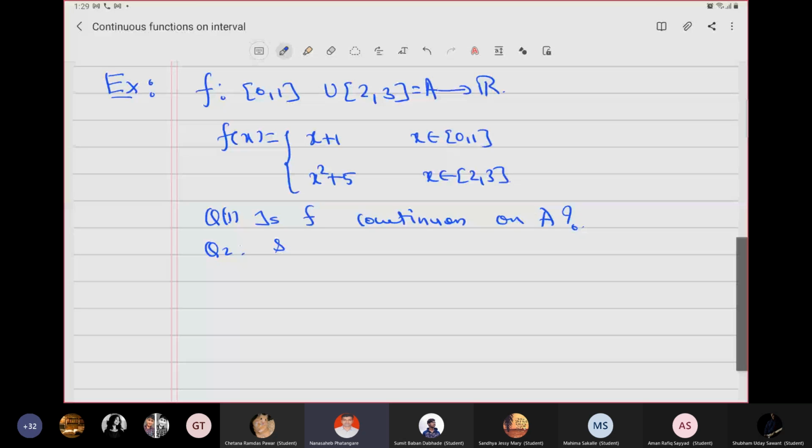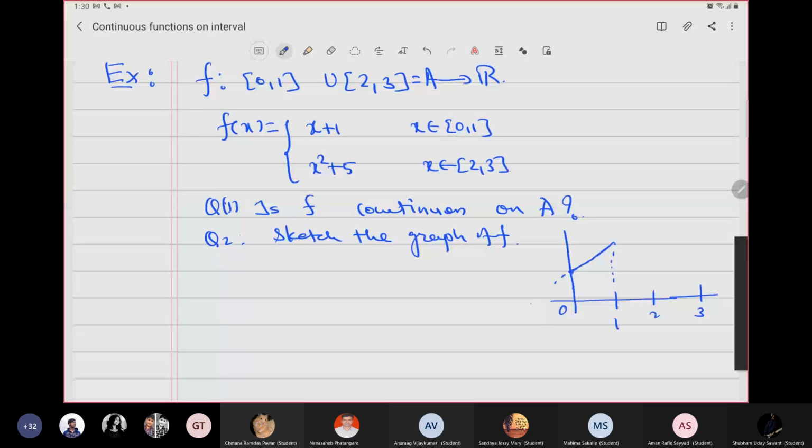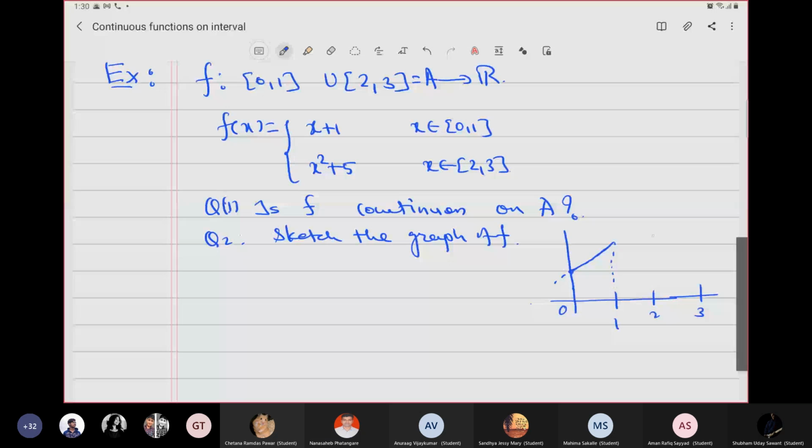Sir, your screen is frozen. Yeah. Up to which line can you see? It's visible now. Yeah, it takes some time. Okay. Do you see the figure? Yes, sir.